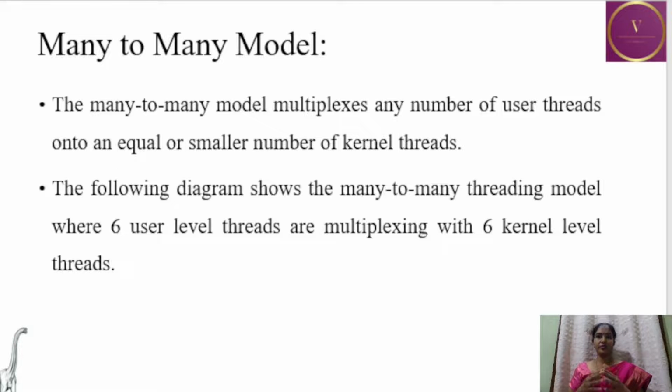Many-to-many model. The many-to-many model multiplexes any number of user threads onto an equal or a smaller number of kernel threads. The following diagram shows the many-to-many threading model where 6 user level threads are multiplexing with 6 kernel level threads. Now let's see the diagram.